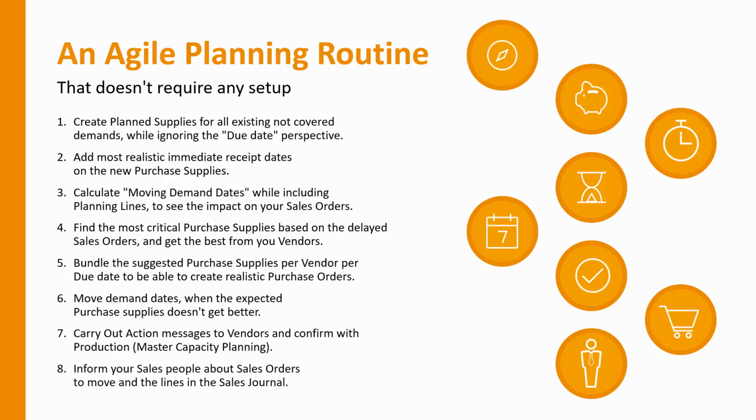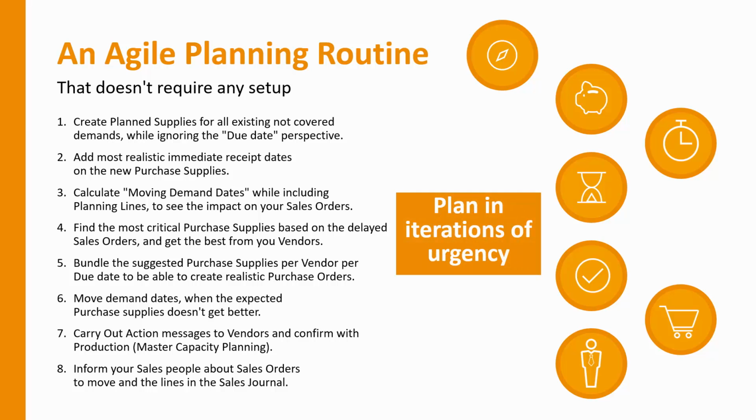And the last thing you need to do is, of course, to inform your salespeople about the sales orders you have moved in the sales journal. And then they can take action from here and talk to the customers and move the sales orders. So this is one way of doing an agile planning, and you should do this in different iterations of urgency.